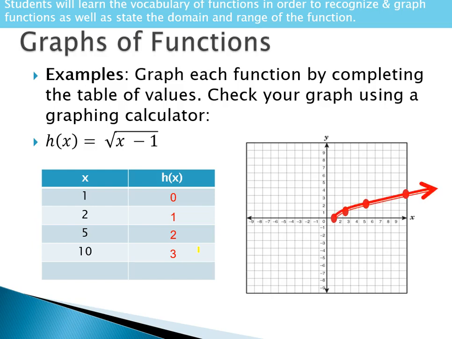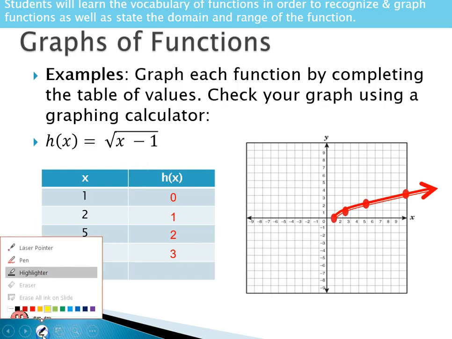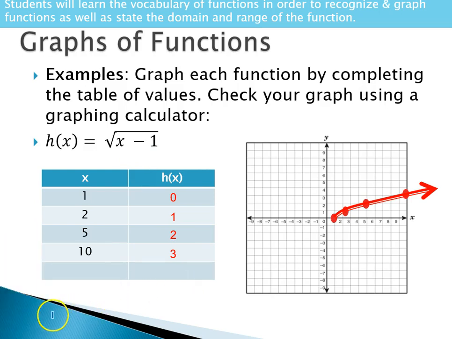What's our domain here? Well, it's true that what's in our square root has to be greater than or equal to 0. So that means x minus 1 has to be greater than or equal to 0. True? So that means that x has to be greater than or equal to 1, because that's where we start. We can't put a negative number in there. And our range would be y greater than or equal to 0. Why? Because everything we get is greater than or equal to 0.